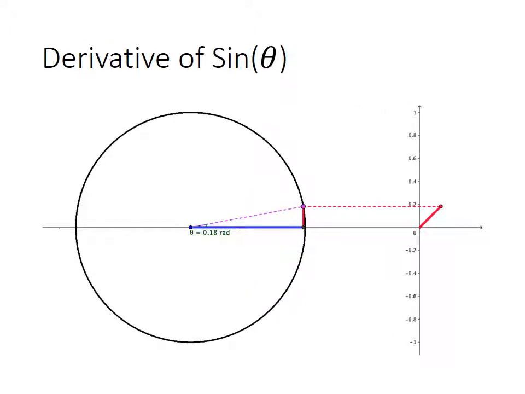Let's think about the derivative of sine of theta. We can approximate this value by looking at the ratio of the amount of change in sine of theta per amount of change in theta for very small values of change in theta. And we should keep in mind that since the circle has radius 1, sine of theta is just the length of the side of the triangle opposite theta. Let's think about the derivative when theta equals 0.